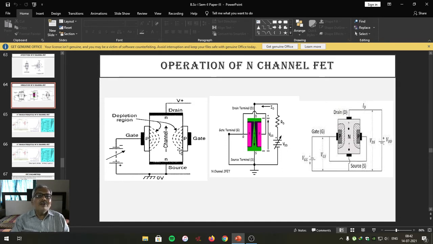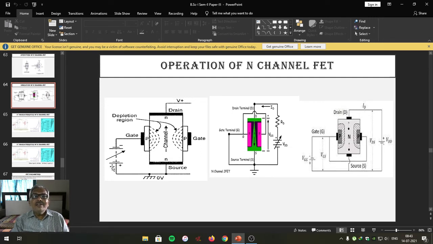So that means when the applied gate to source voltage VGS is 0, then the channel width of the FET is more. So that's why the electrons liberated from the source as charge carriers will be drained out towards the drain. Hence the drain current is maximum, provided that drain and source are properly biased.